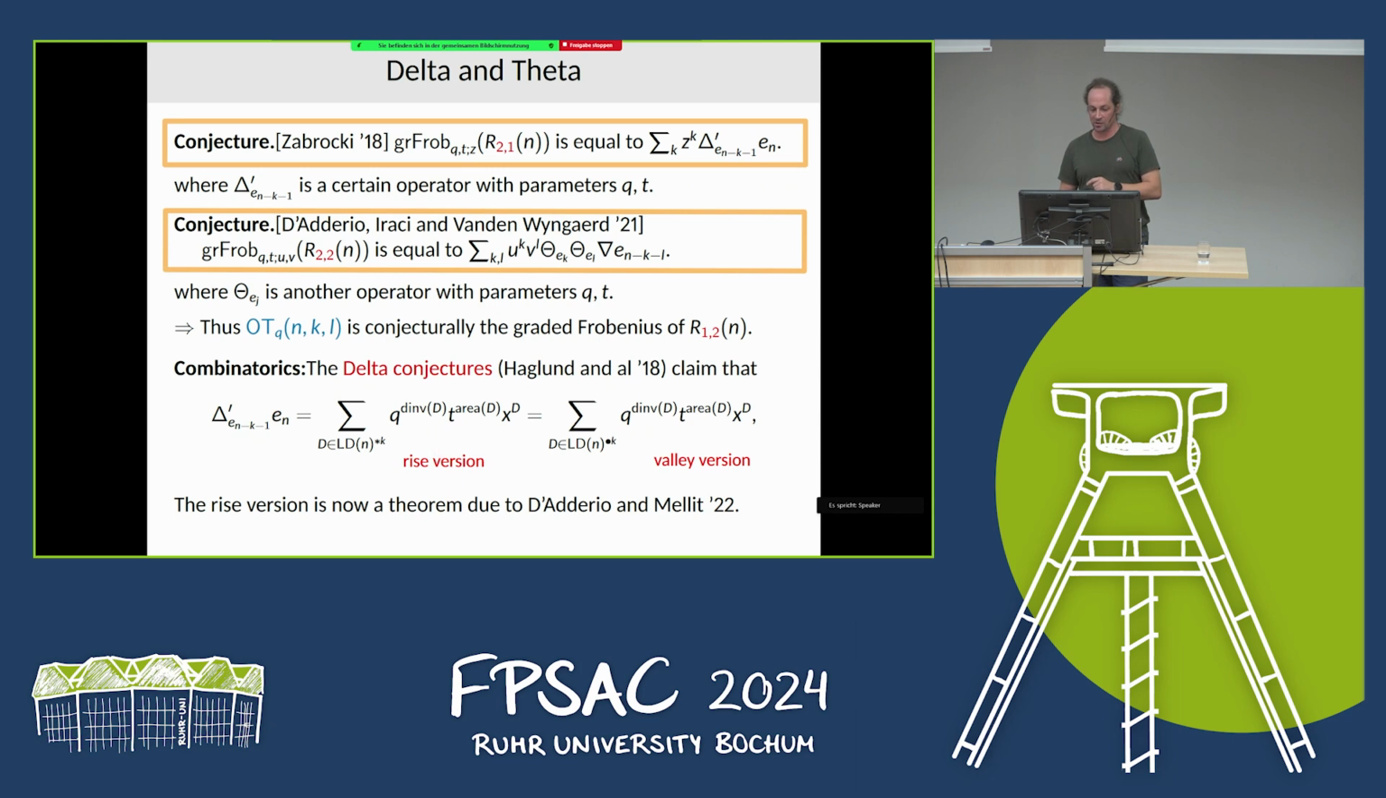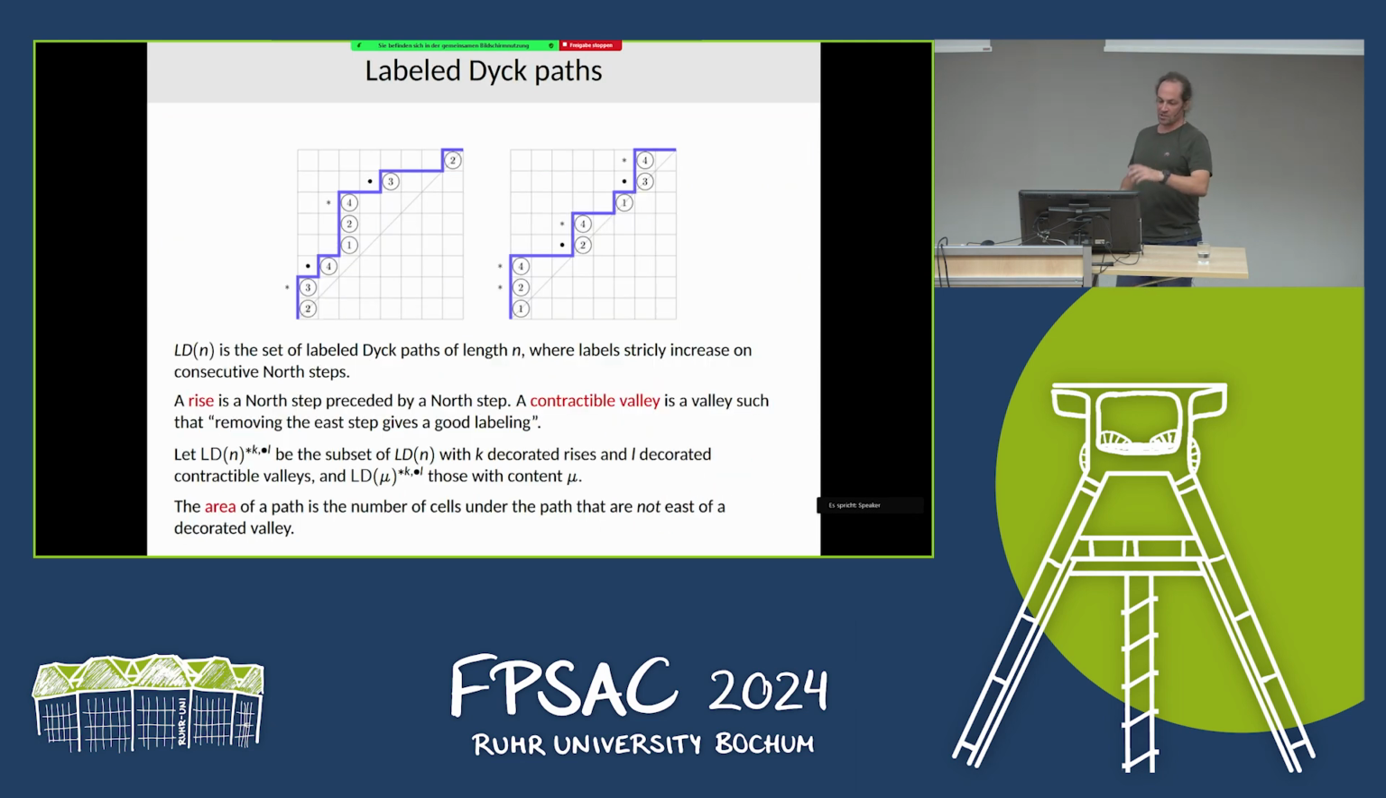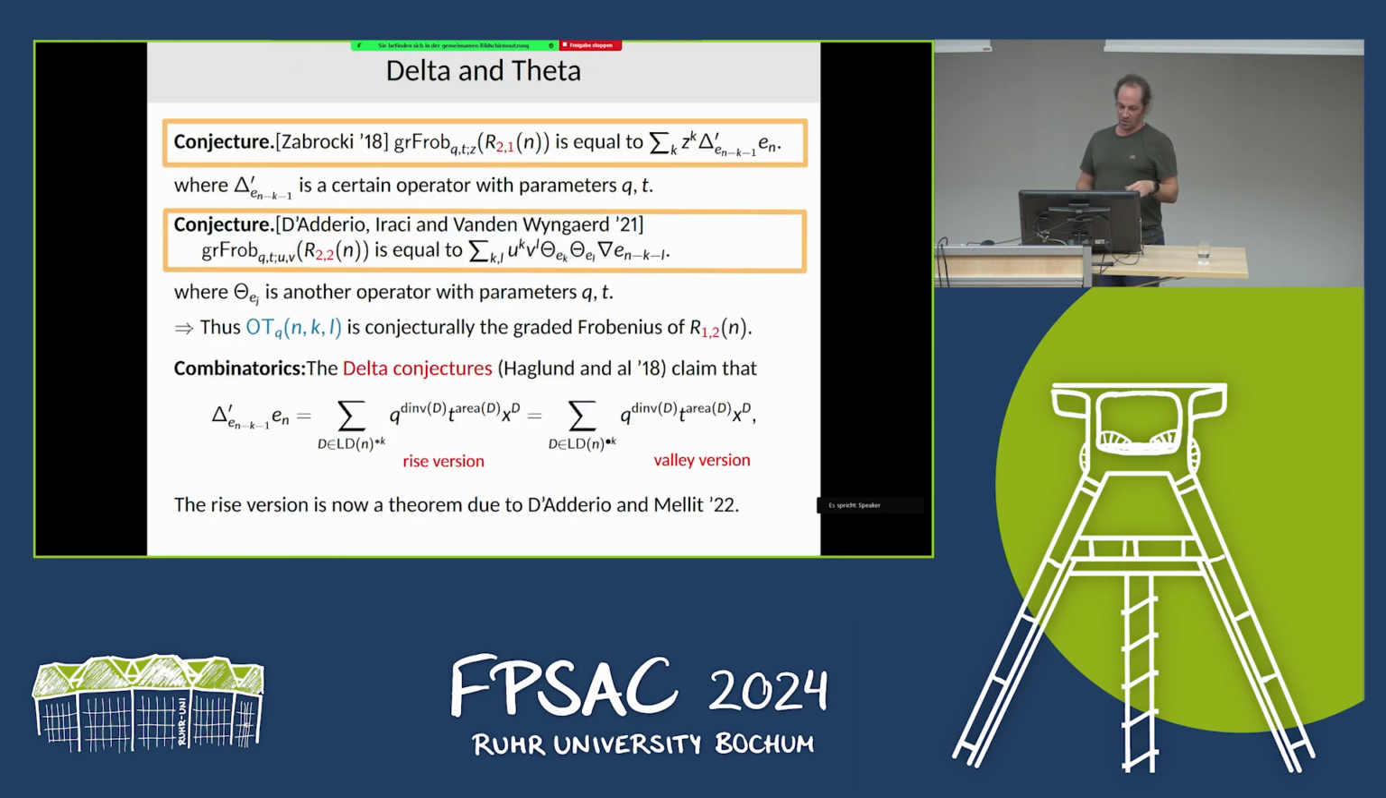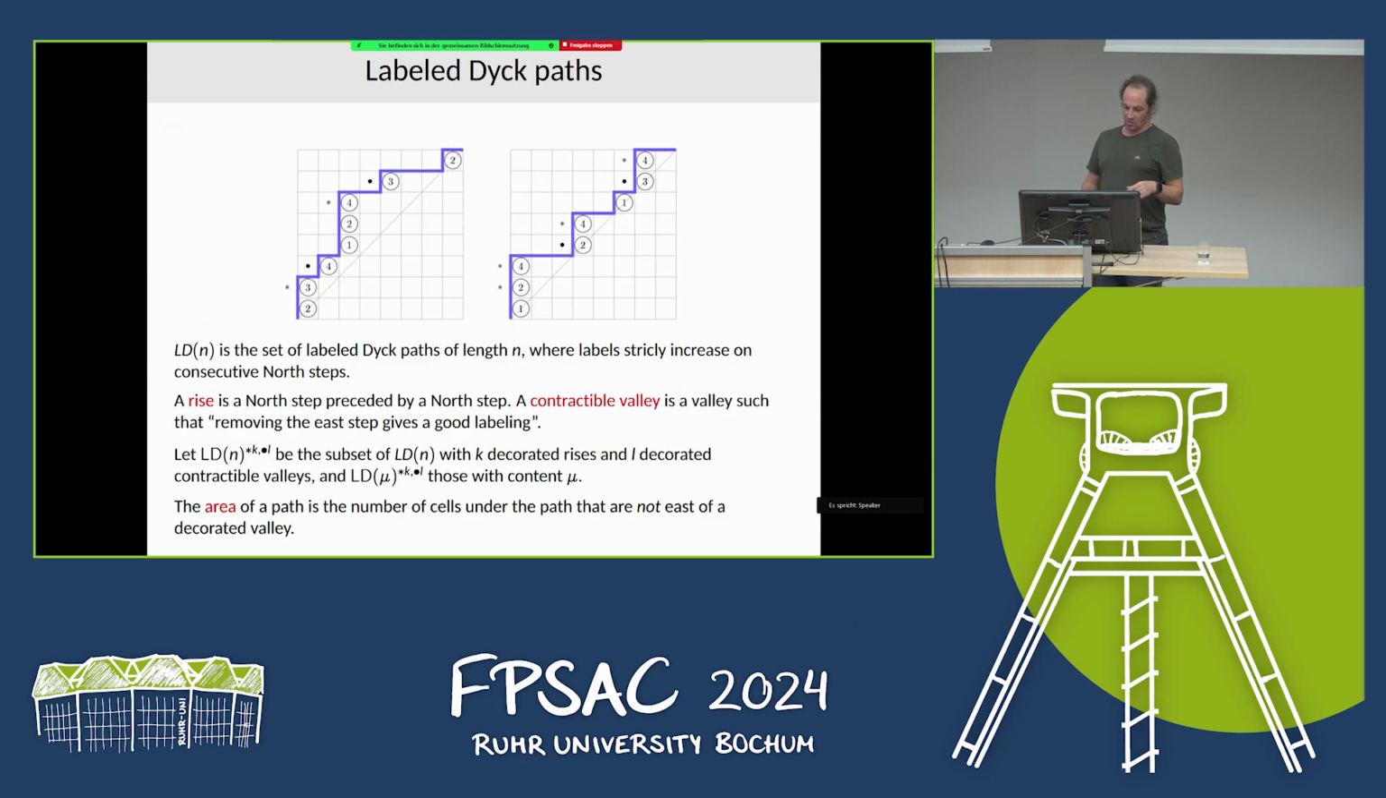And there's a rise version and a valley version. This one is proved. This one is not proved because the combinatorics are more complicated. So skip this, but this is what you sum over. These are the labeled Dyck paths that you may have seen in many talks. And you have different ways to label the rises. If you just label with rises, you have this. If you just label with valleys, you have this. But you can also do both.